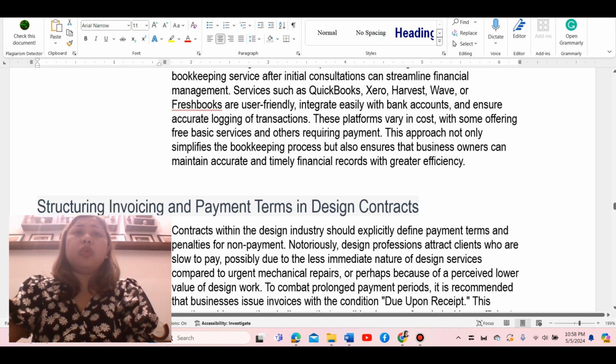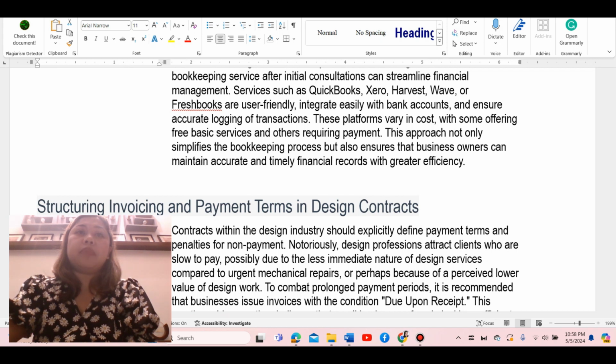This approach not only simplifies the bookkeeping process but also ensures that business owners can maintain accurate and timely financial records with greater efficiency.